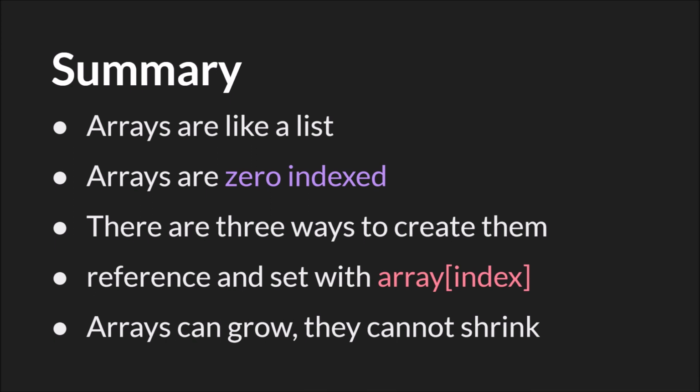There are 3 ways to create them. You can use array create, array literals, or automatically grow them and create them at the same time, although I recommend sticking with just array create or array literals. They are referenced and set with the form the variable name, open brackets, the index that you want to set or change or reference, and then close brackets. And importantly, in GameMaker Studio 2, arrays can grow, but they cannot shrink.